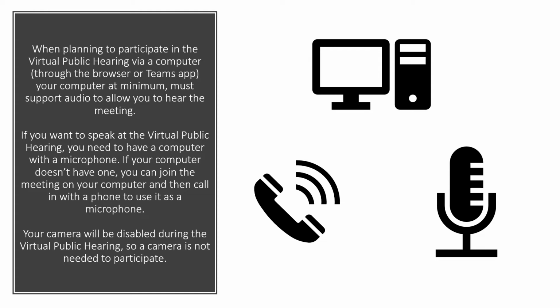When planning to participate in the virtual public hearing via a computer, through the browser or the Teams app, your computer at minimum must support audio to allow you to hear the meeting. If you want to speak at the virtual public hearing, you need to have a computer with a microphone. If your computer doesn't have one, you can join the meeting on your computer and then call in with a phone to use it as a microphone. Your camera will be disabled during the virtual public hearing, so a camera is not needed to participate.